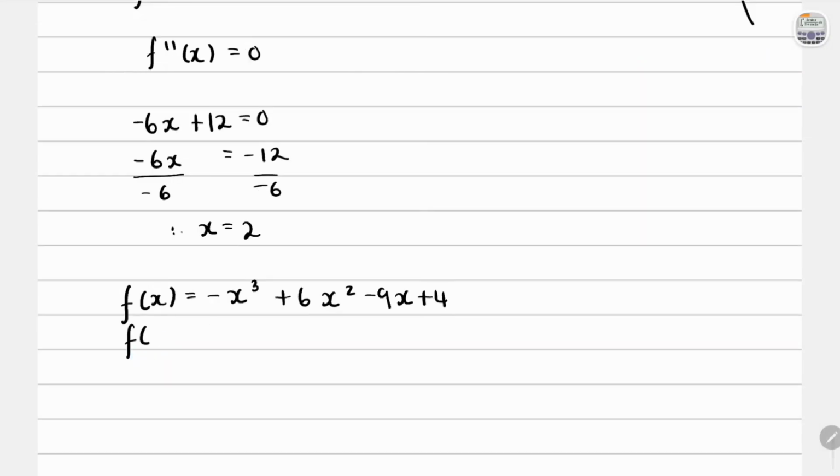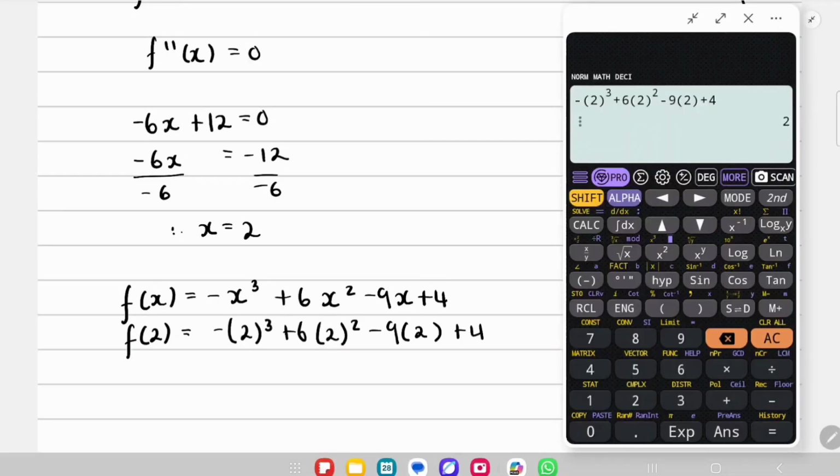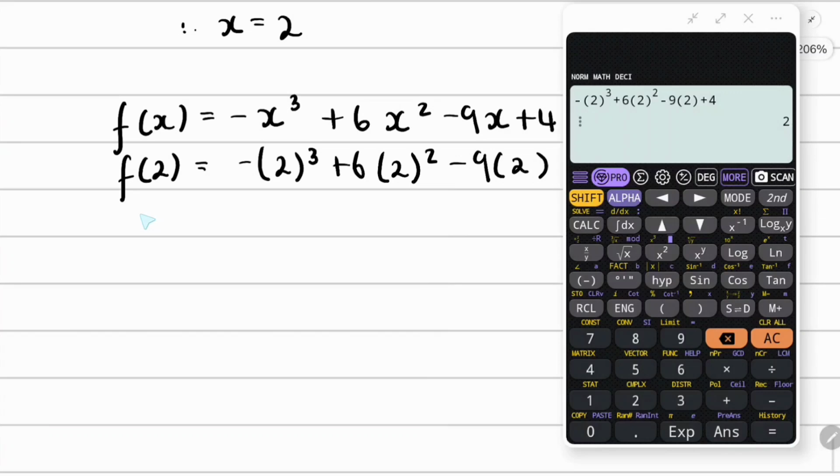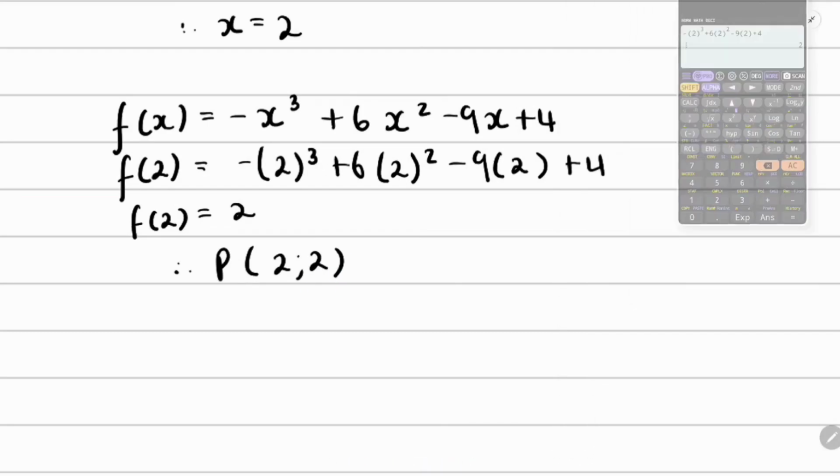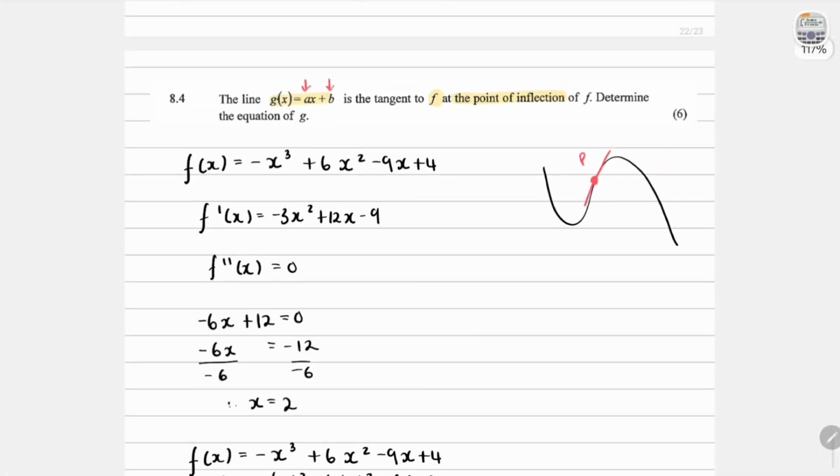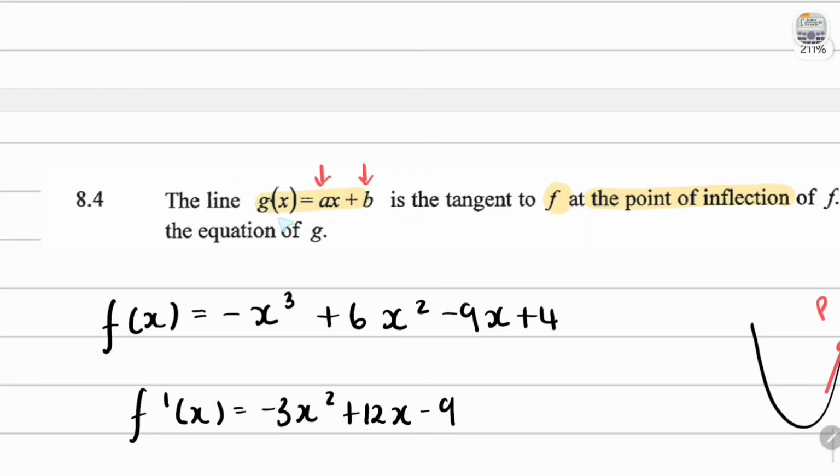So that will be f of 2. Okay, and that is 2. So f of 2 is equal to 2. So we know what that point is. That point of inflection is (2, 2). Great. Now that we have that, remember that the main goal is to find g of x.